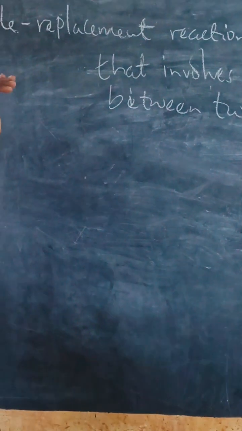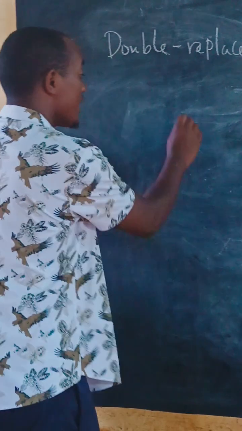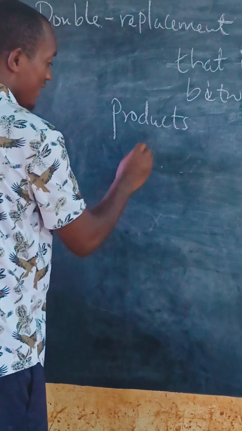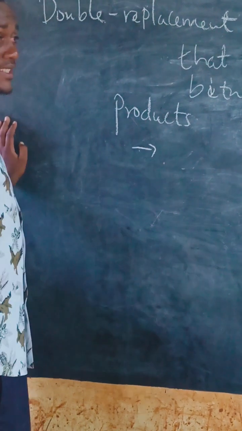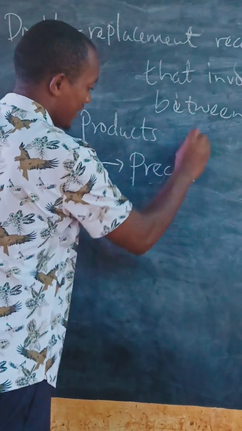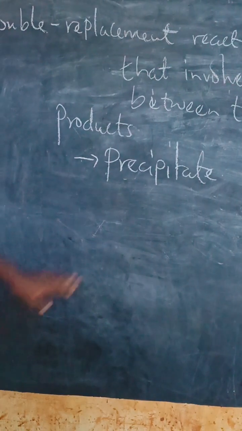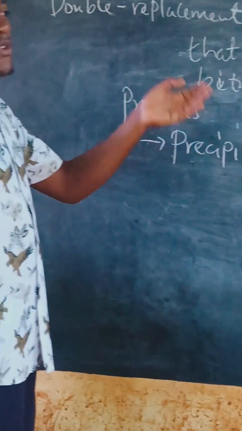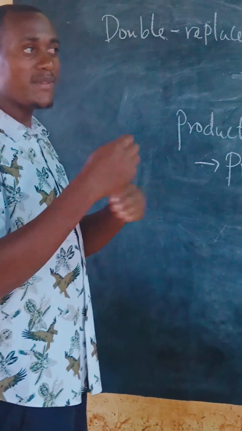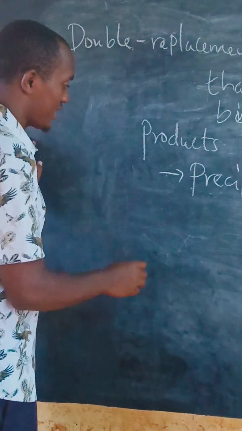Therefore, the characteristic in this type of reaction is the products. What are the products formed? They are common. In this type of reaction, we form a precipitate. A precipitate is a solid that is formed when two salt solutions are mixed to give an insoluble salt. We'll talk about it in salts when we reach salts.